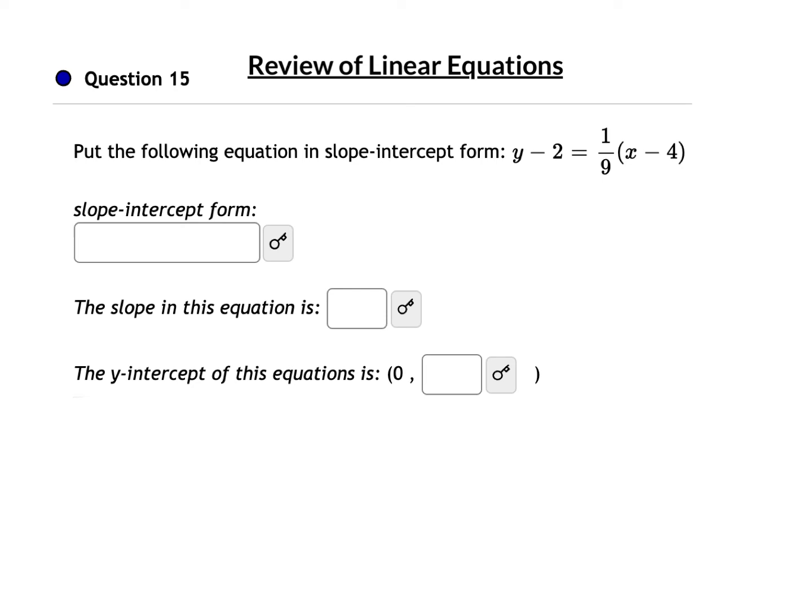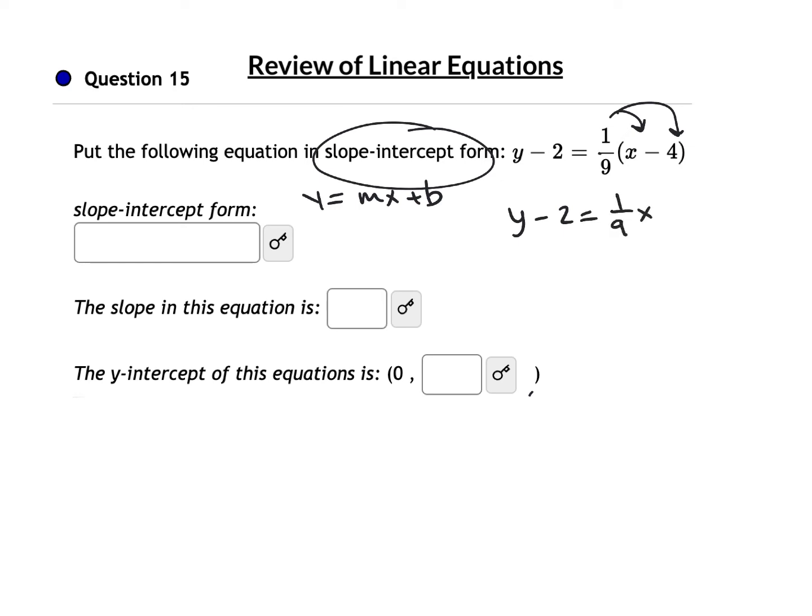Question 15. We're going to put this in slope-intercept form. That's y equals mx plus b. Get the y by itself. First thing we'll do is distribute. This becomes y minus 2 equals 1/9 times x is 1/9 x. And 1/9 times 4 is, the numerator is 1 times 4. That's 4. And the denominator is 9 times 1, or 9. Last step then is to add 2 to both sides.